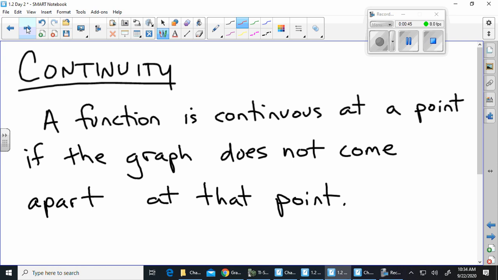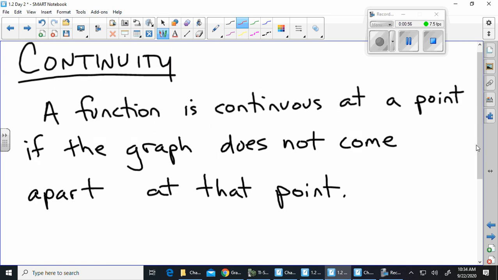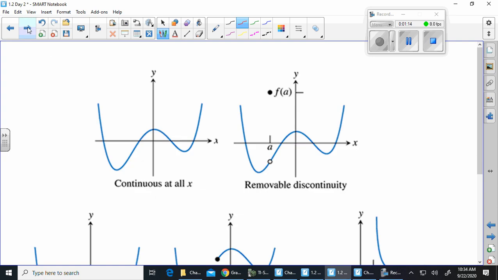A function is continuous at a point if the graph does not come apart at that point. I mean, that's the easiest way I can say it in people terms. Is there a hole? Is there an asymptote? Is there just a break? If there is, it's not continuous. If it doesn't come apart, then it's continuous. So you look at these examples. This has no break, I could draw that thing never lifting up my pencil. That is continuous for any x.